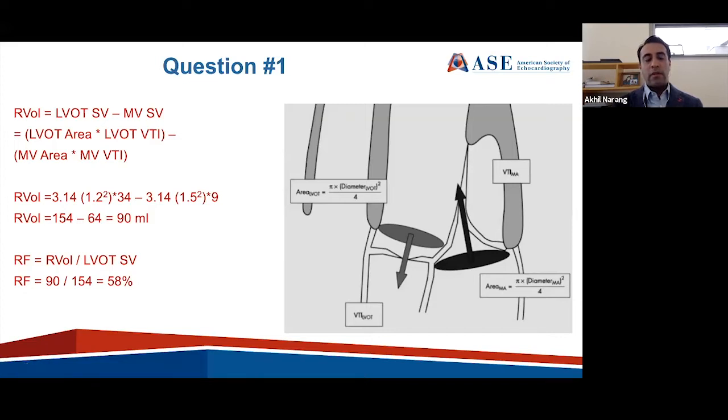So this is an easy way from echocardiography to determine the regurgitant fraction and regurgitant volume for patients with significant aortic regurgitation using simpler Doppler formulas that you should be familiar with.